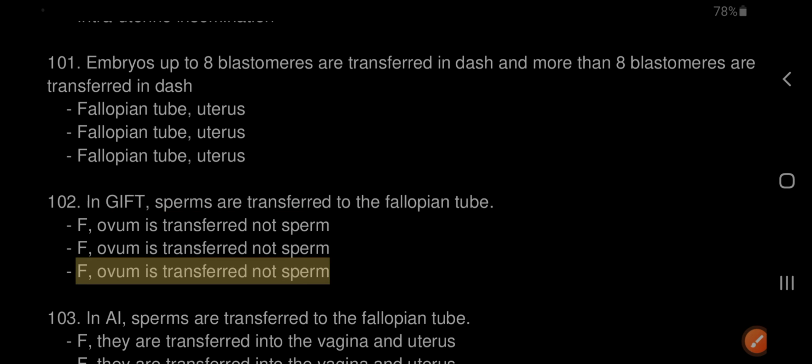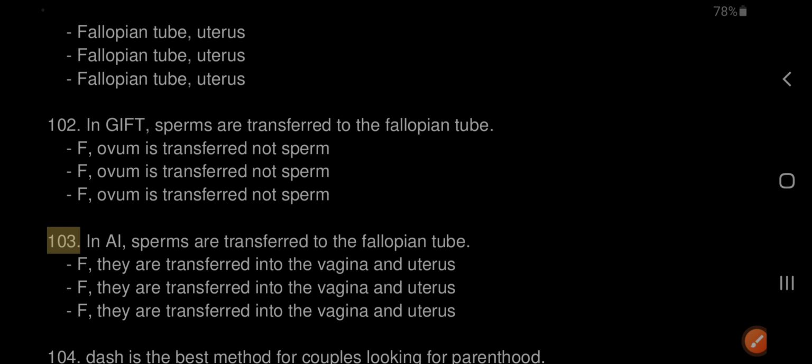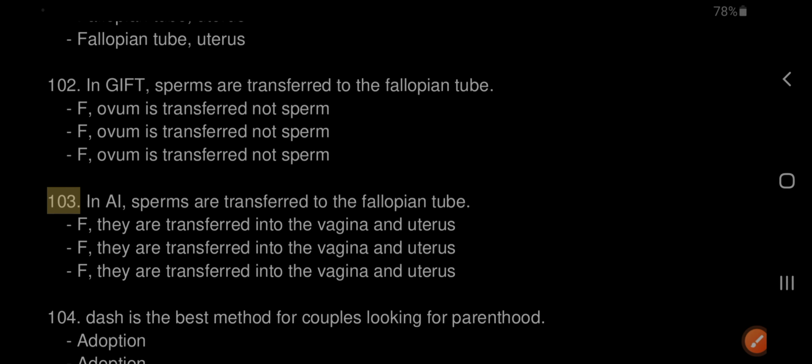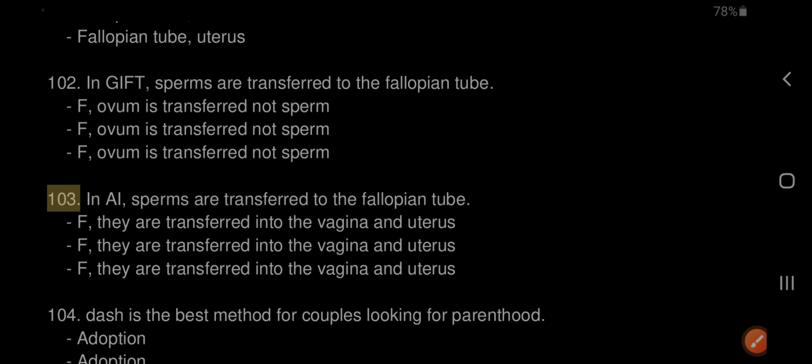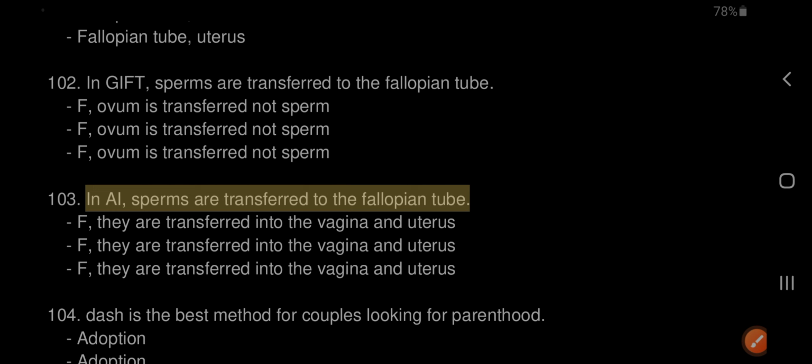103. In AI, sperms are transferred to the fallopian tube. False. They are transferred into the vagina and uterus.